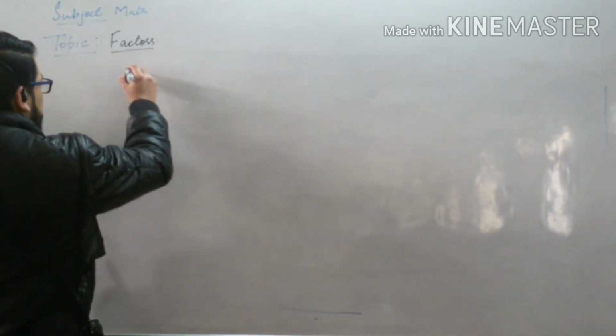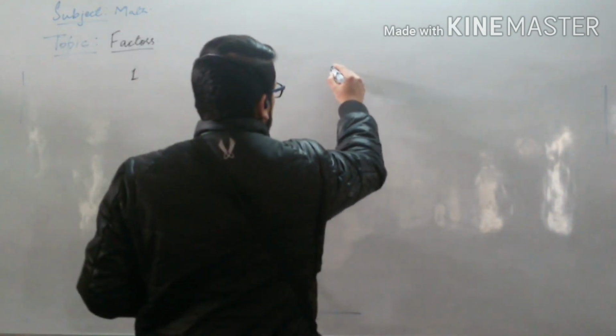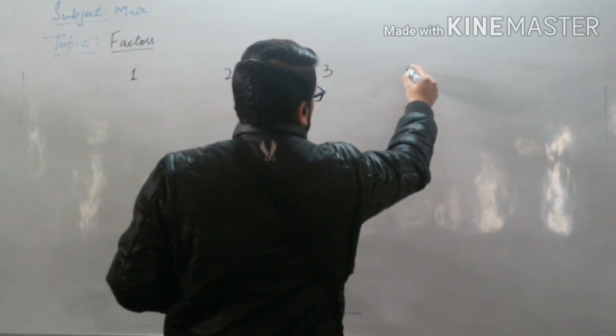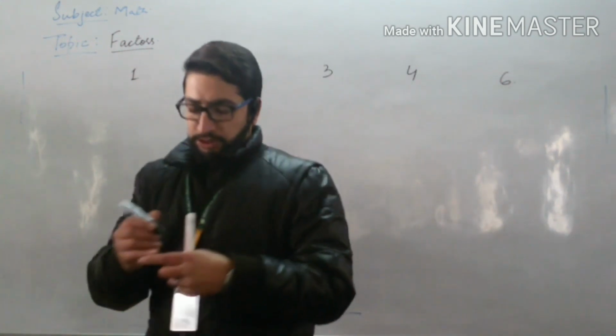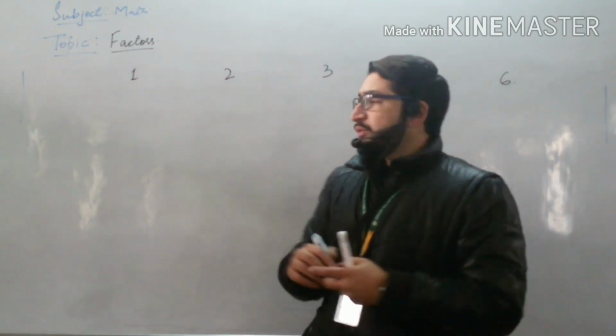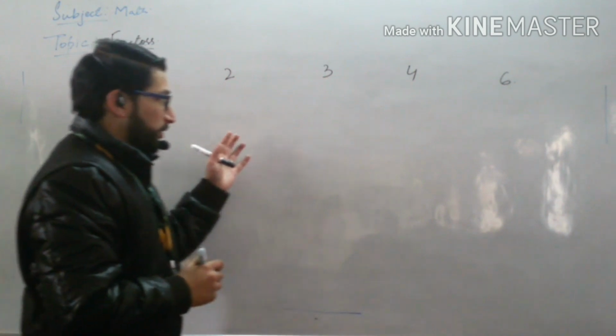Now I am going to show you a few more examples so that you can understand this factorization, or factors, very well. Suppose I have a number. I am taking examples of many numbers. Here I am taking the examples of 1, 2, 3, 4 and 6. So to find factors of these numbers, what I have to do? I have to do factorization, or find factors of these numbers.